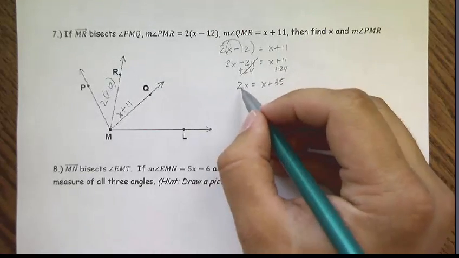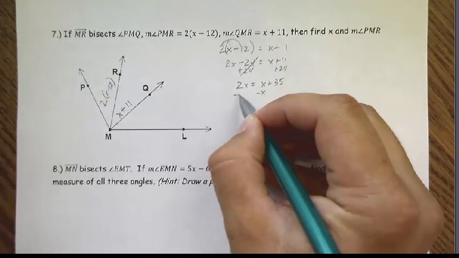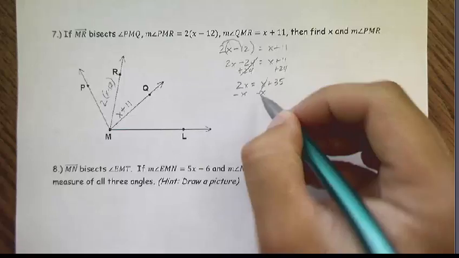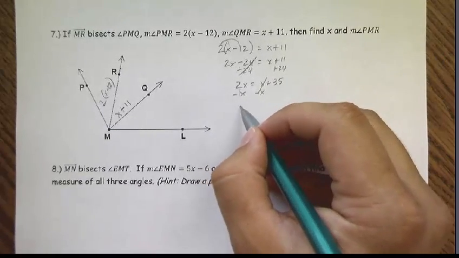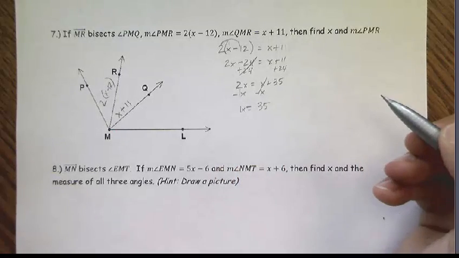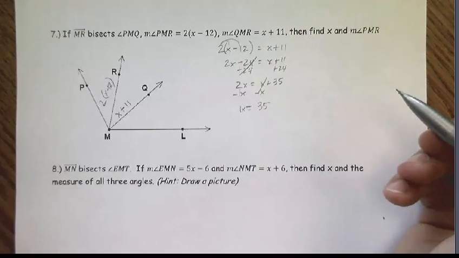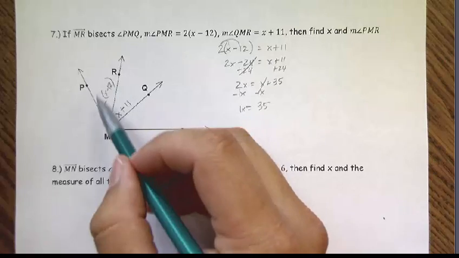I want to bring my x's to the left. So I have a positive x here. I'm going to minus that x onto the other side, cross those out. 2 minus 1 is going to be 1. So 1x equals 35. So I have what my x equals. Now I'm plugging it back into this equation, PMR. That's the only thing I'm trying to find.